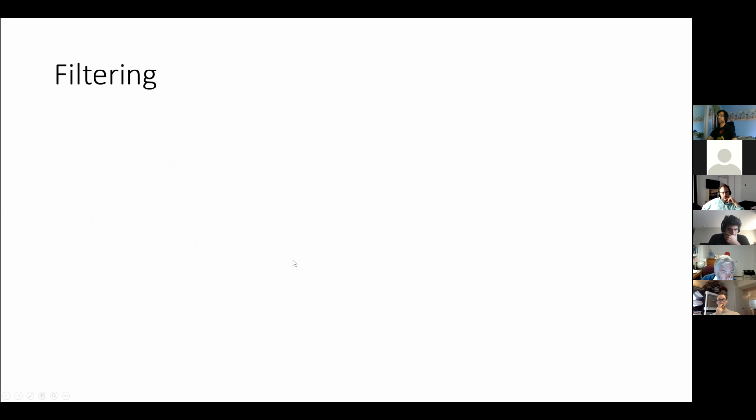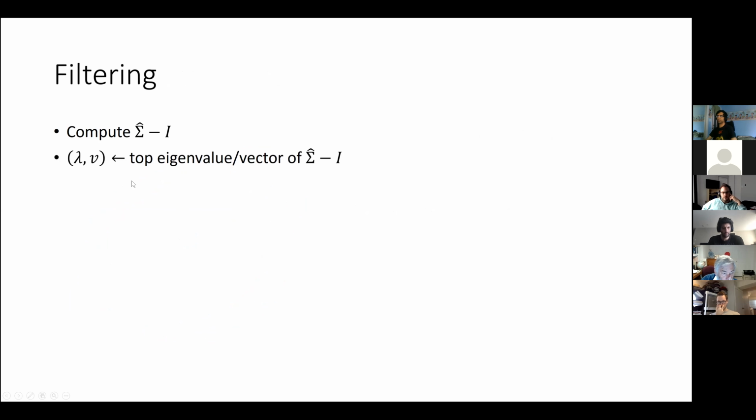So here's what the algorithm is. It's very simple, and I'll describe it in one slide. The idea is the following. We're going to compute the empirical covariance, and we're going to subtract out the identity. Recall the identity is what we were expecting, but we're going to see how different it is from the identity. And we'll take the top eigenvalue eigenvector pair of this resulting matrix.